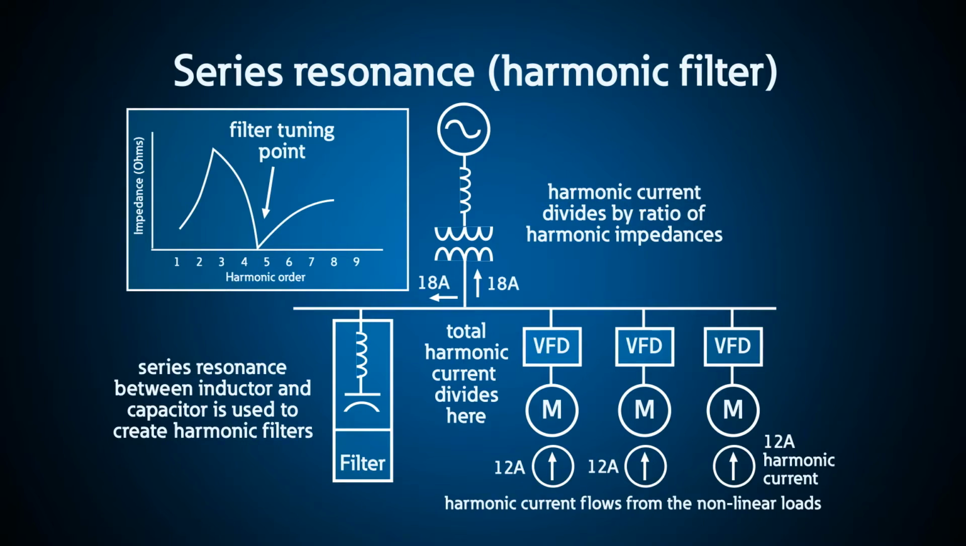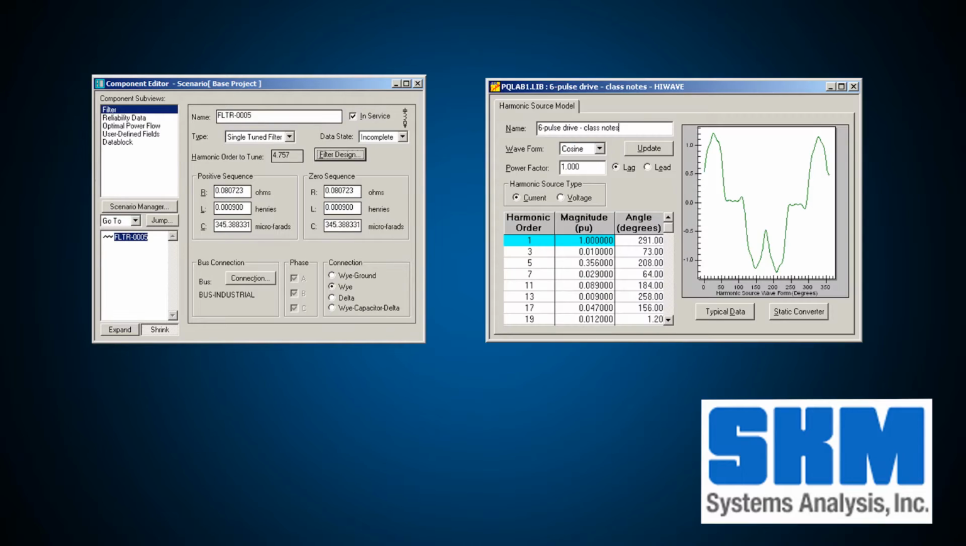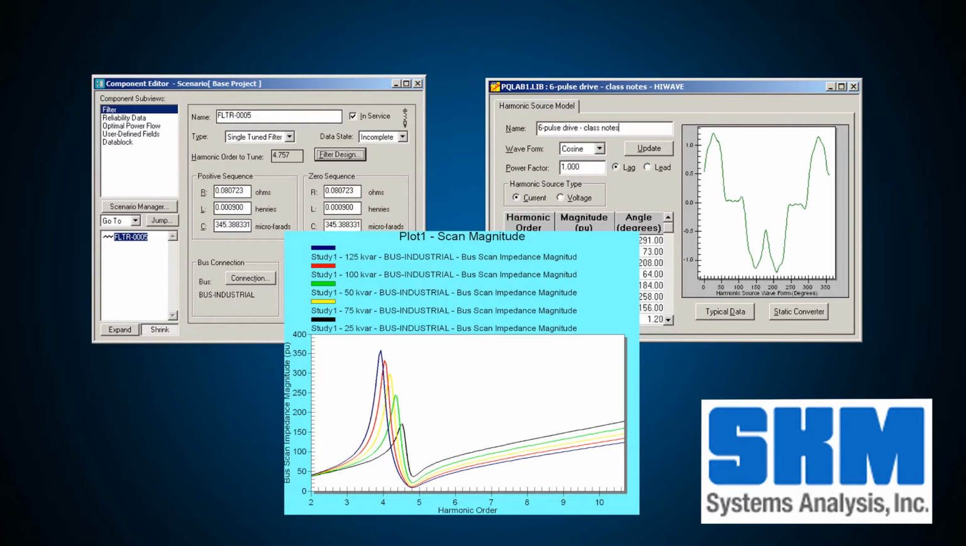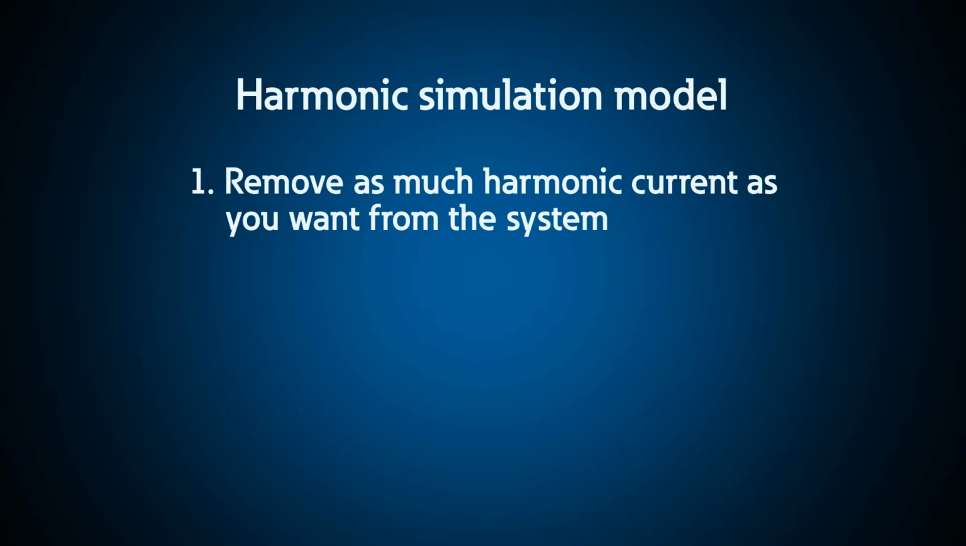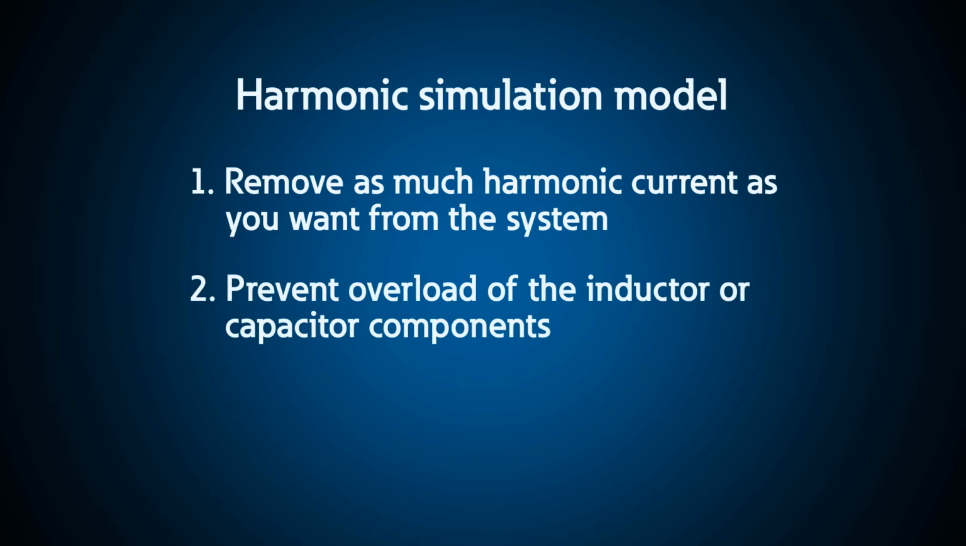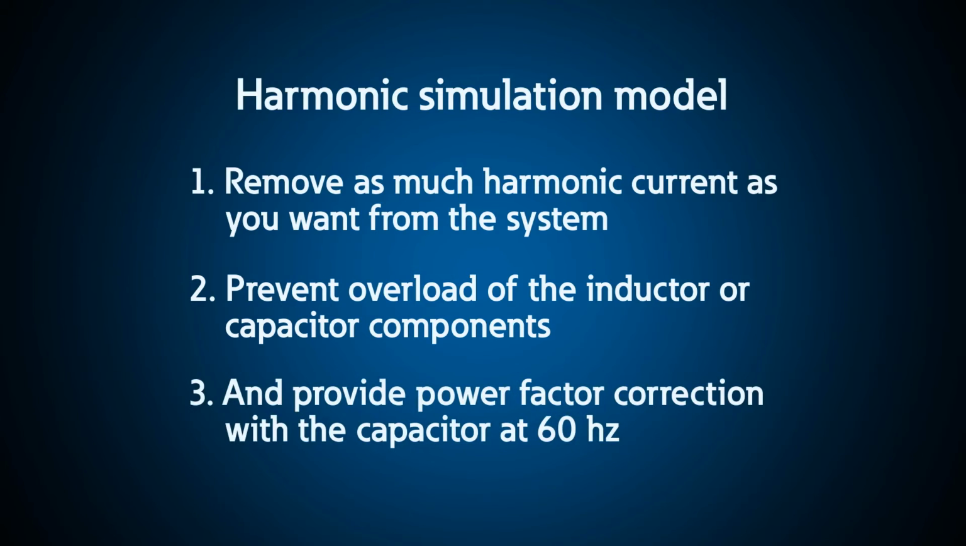Using software like SKM, you can model the filter components and determine the ratings so that you can first remove as much harmonic current as you want from the system. Second, prevent overload of the inductor or capacitor components. And third, provide a power factor correction with the capacitor at 60 Hertz.